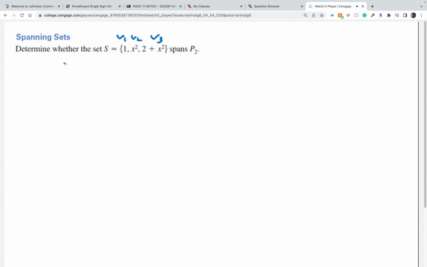So we want to know if we can take some linear combination of these. Let's say c sub 1 times v sub 1 plus c sub 2 times v sub 2 plus c sub 3 times v sub 3, where c sub 1, c sub 2, and c sub 3 are constants. And if we can use those to get all possible second degree polynomials. So we could try to pick a specific second degree polynomial. Let's say x squared plus x plus 1.